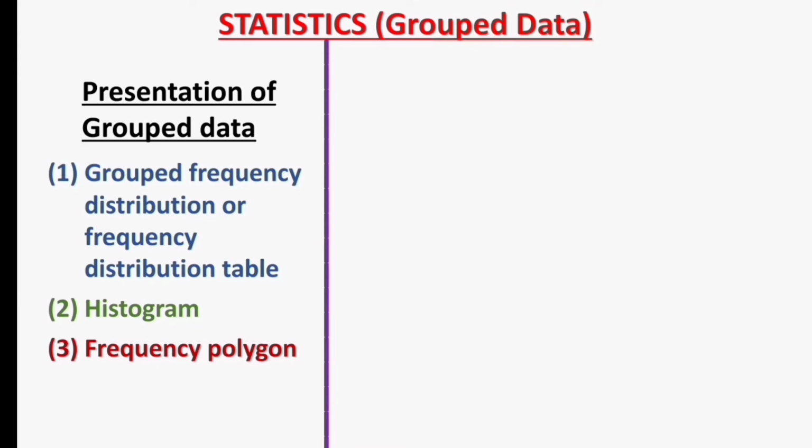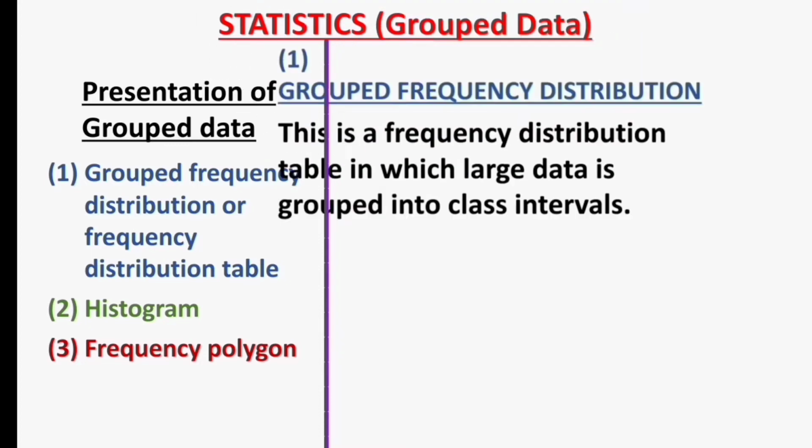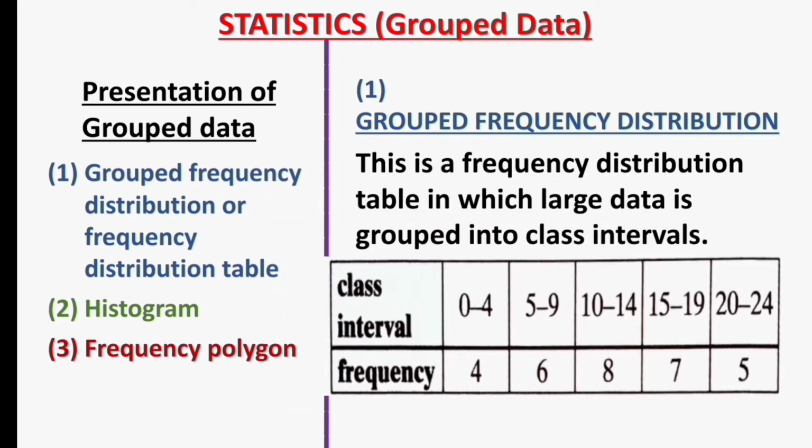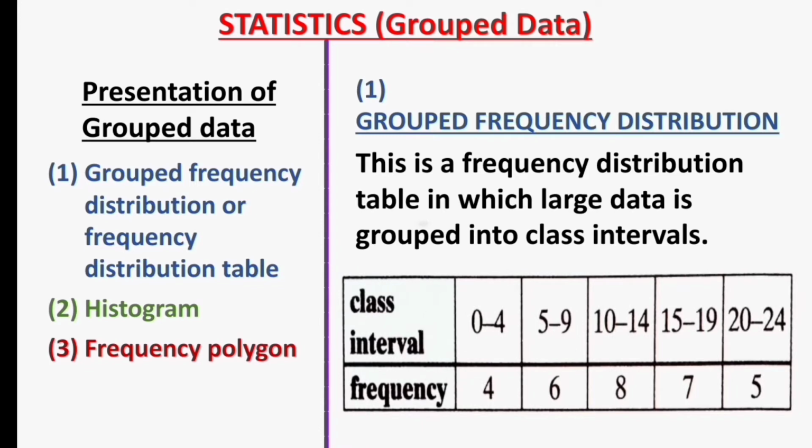Presentation of grouped data. Grouped data can be presented in the following ways. Number 1, grouped frequency distribution or frequency distribution table. Number 2, histogram. Number 3, frequency polygon. Number 1, grouped frequency distribution. This is a frequency distribution table in which large data is grouped into class intervals. Here's an example of a grouped frequency distribution having class interval and frequency.